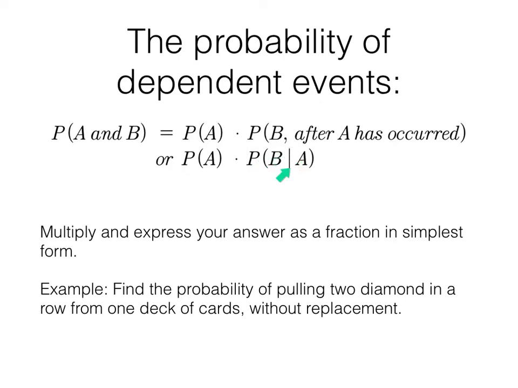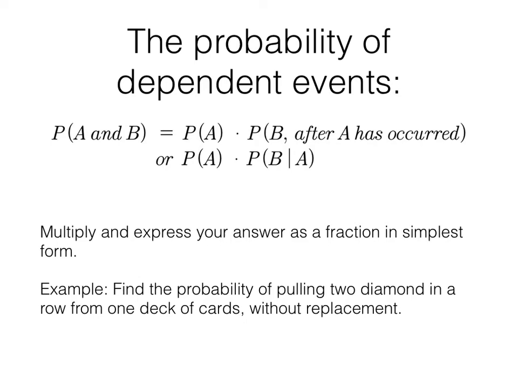And so what this means is when you find the probability of B, you pretend that A has already happened. So if it's a card out of a deck, you pretend that card is gone. Or if it's a marble out of a bag, you pretend that marble is now gone. And so it changes the overall makeup of what you have when you find the probability of the second event. Again, you're going to multiply. Again, you're going to express your answer as a fraction in simplest form.